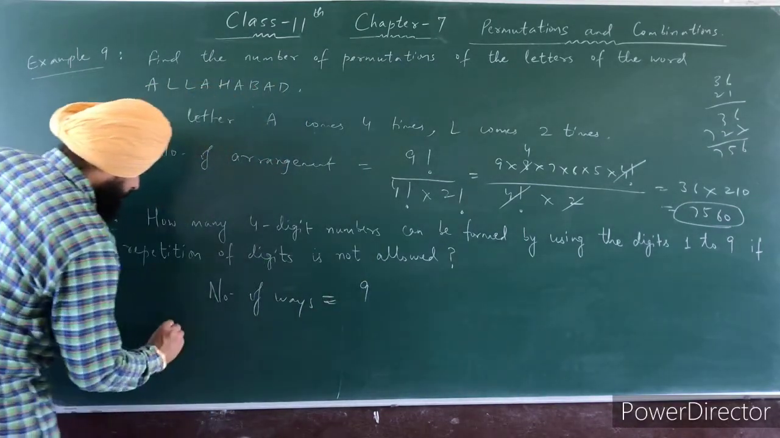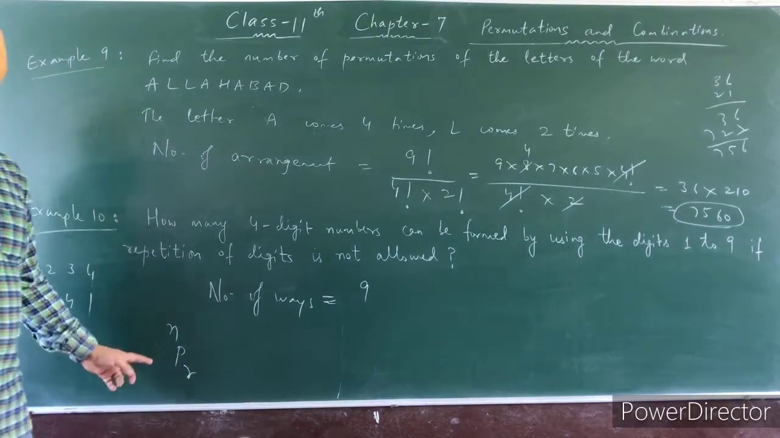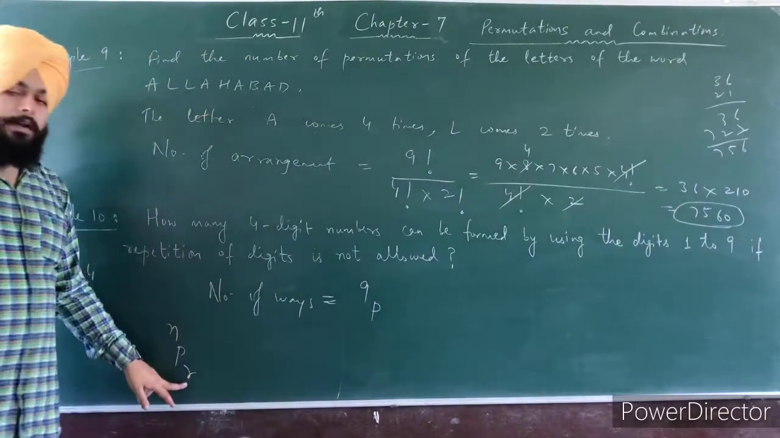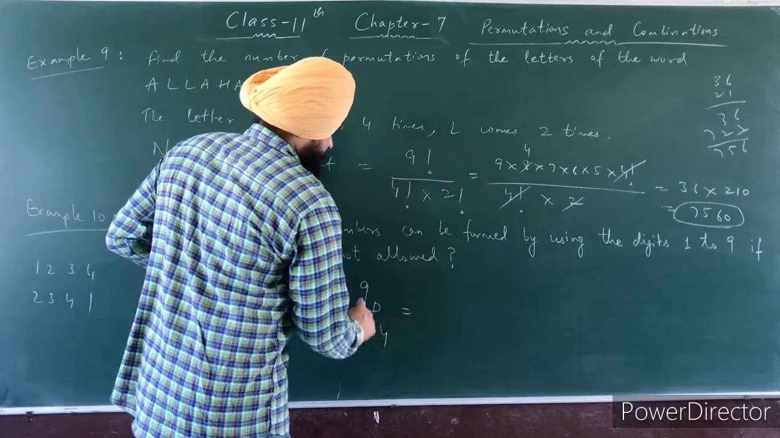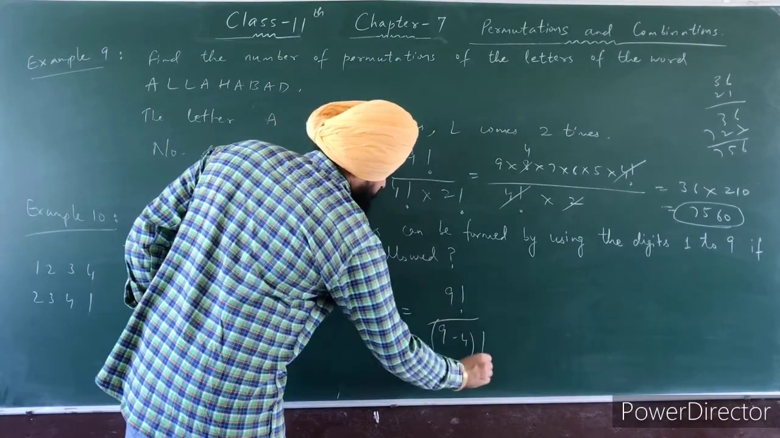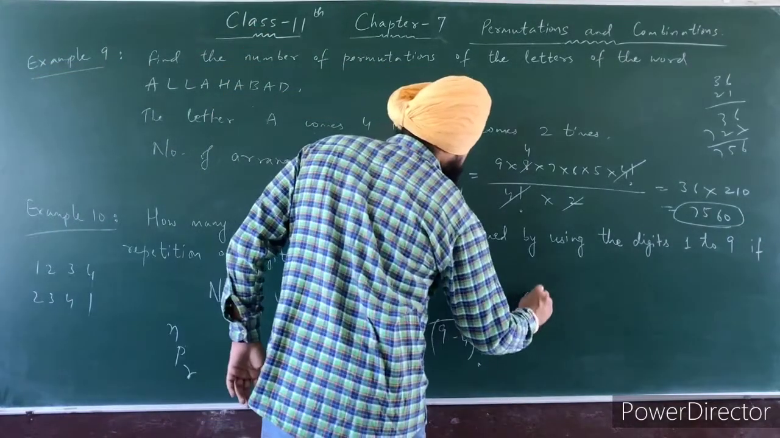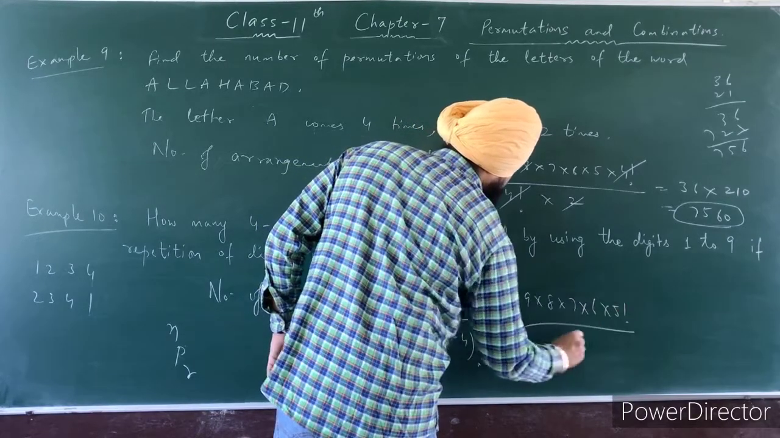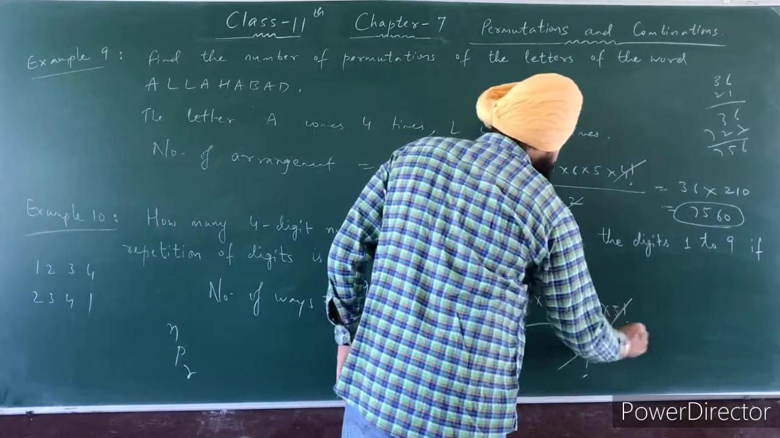So what is the formula? nPr. What is n? Total number of objects. Total are 9. What is r? Objects taken at a time. So there are 4. 9P4. The formula is n factorial over n minus r factorial. So it is 9 into 8 into 7 into 6 into 5 factorial divided by 9 minus 4, 5 factorial. Now this 5 factorial is cancelled.